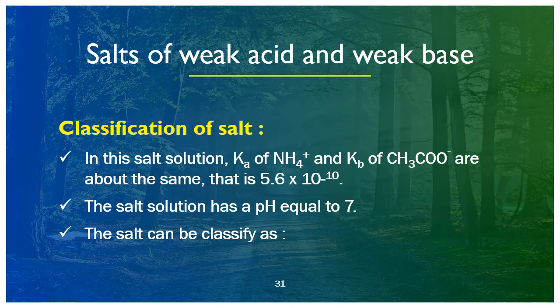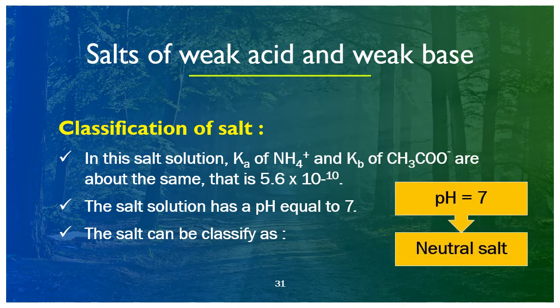In this salt solution, the Ka of the ammonium ion and the Kb of the ethanoate ion are about the same, that is 5.6 × 10^-10. The salt solution has a pH equal to 7. Thus, the salt can be classified as a neutral salt.